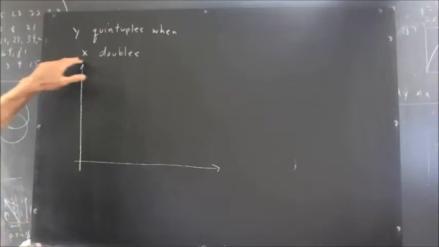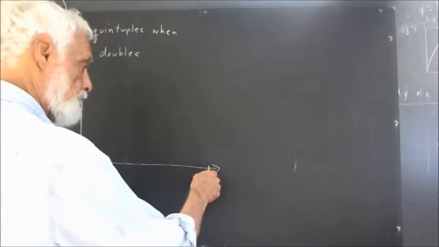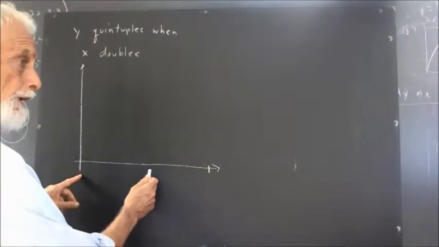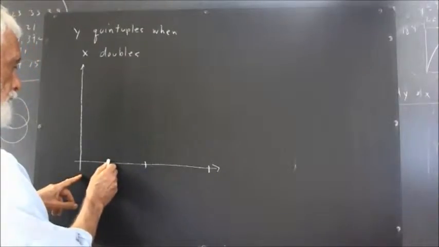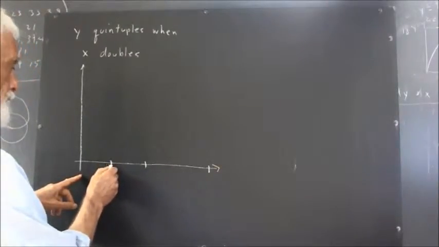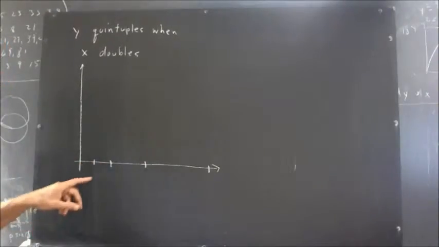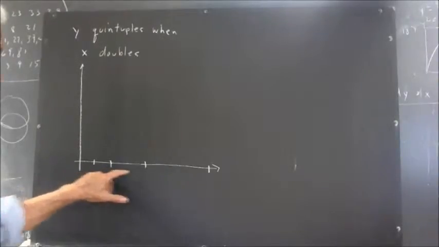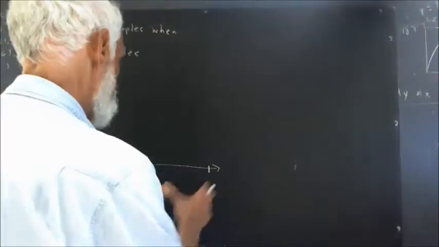We want x values to double, so we'll choose a large x value to start, and we'll cut that in half, and we'll cut that in half, and we'll cut that in half. So we have a series of x values, each one double the preceding. Double this, you get this. Double this, you get this. Double this, you get this.